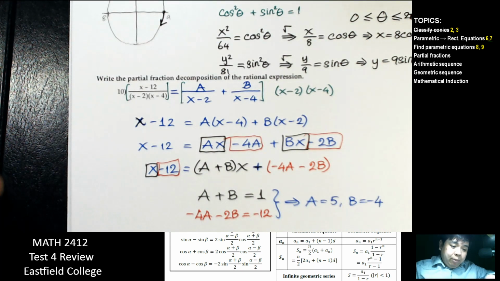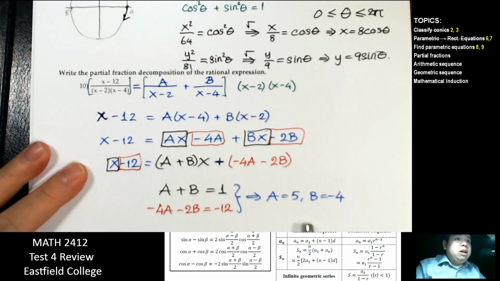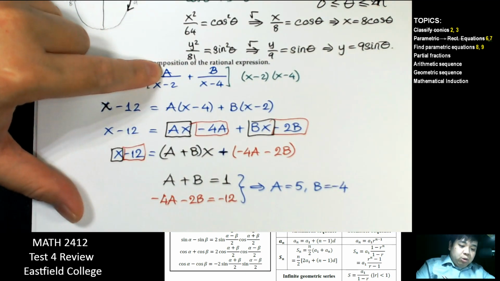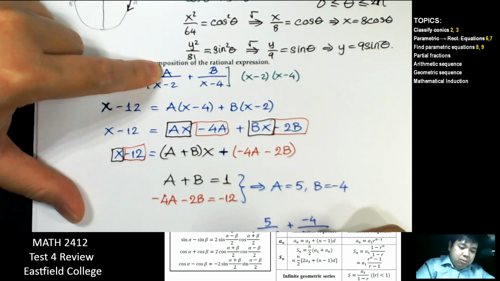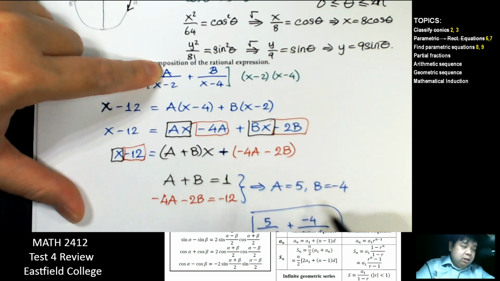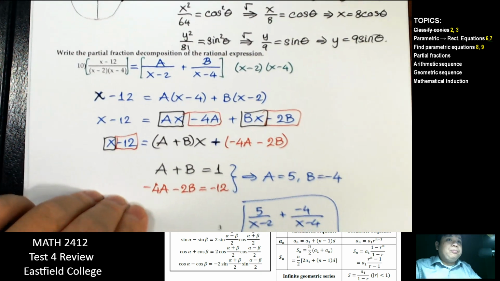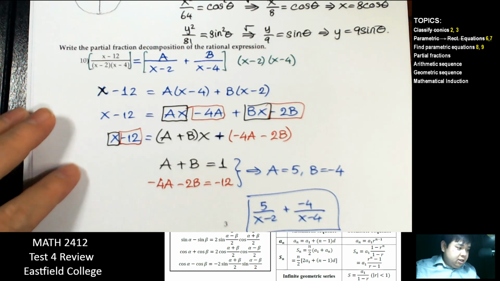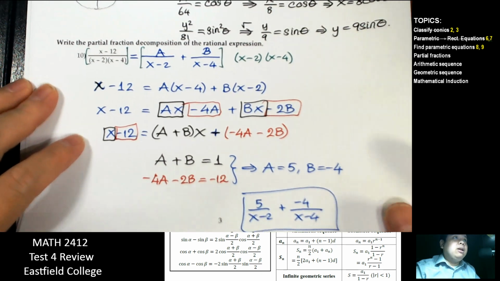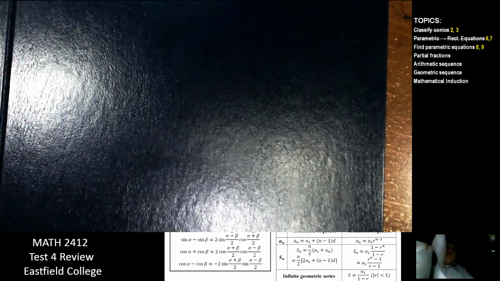Right, now since A is 5 and B is minus 4, we put it back into this form. We have 5 over x minus 2 plus minus 4 over x minus 4. That is the partial fraction. Right. I will do a lot more of this, of course. So that was 10.